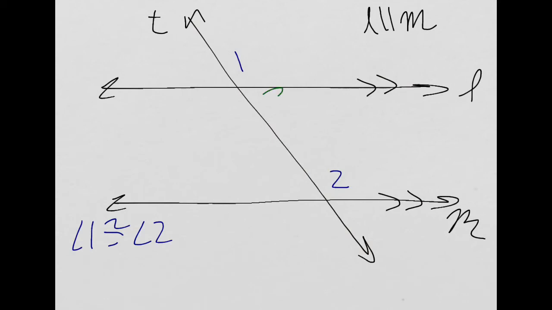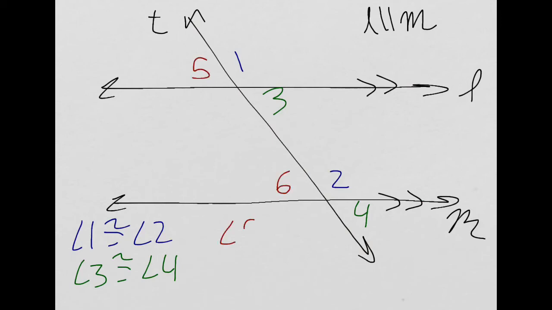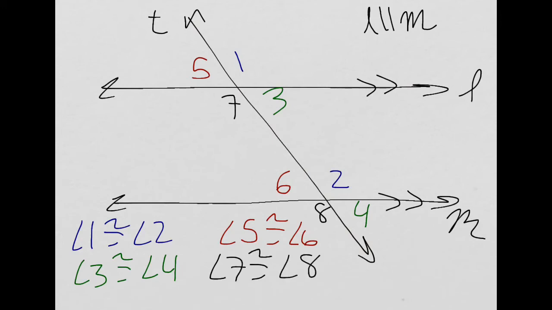Also, if I have angle 3 and angle 4 here, angle 3 is going to be congruent to angle 4. Or suppose I have angle 5 and angle 6. Angle 5 is going to be congruent to angle 6. And if we look at angle 7 and angle 8 here, angle 7 is congruent to angle 8.